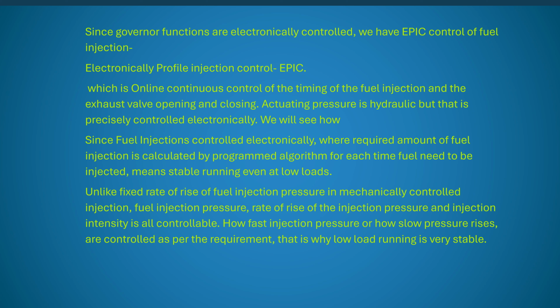It becomes very useful. Unlike the fixed rate of rise of fuel injection pressure in mechanically controlled injection, because it depends on the profile of the cam, here the fuel injection pressure, the rate of rise of the injection pressure, and the injection intensity are all controllable parameters. That's why we call it EPIC, electronically profile injection control. How fast or how slowly injection pressure rises is controlled as per the requirement. As I said, very low load running is also very stable operation.